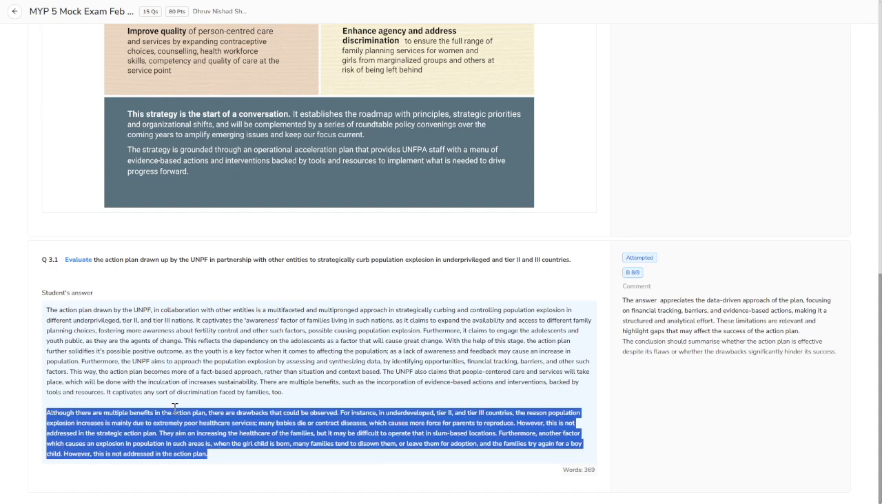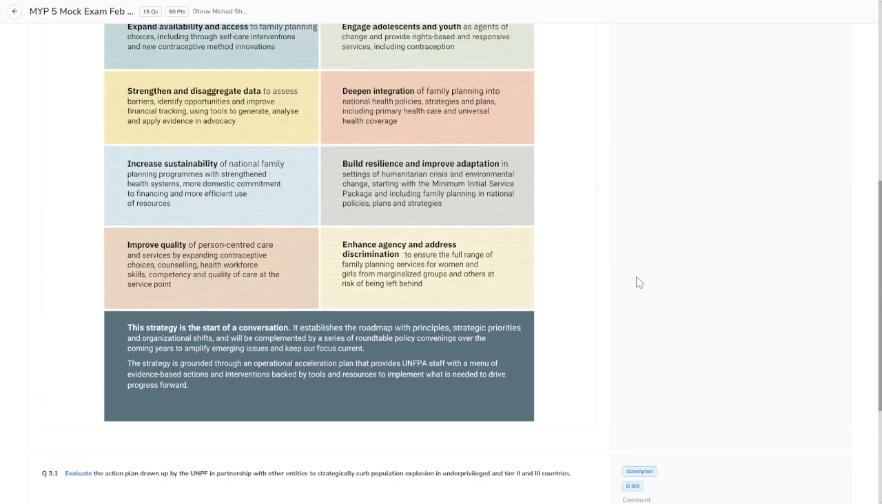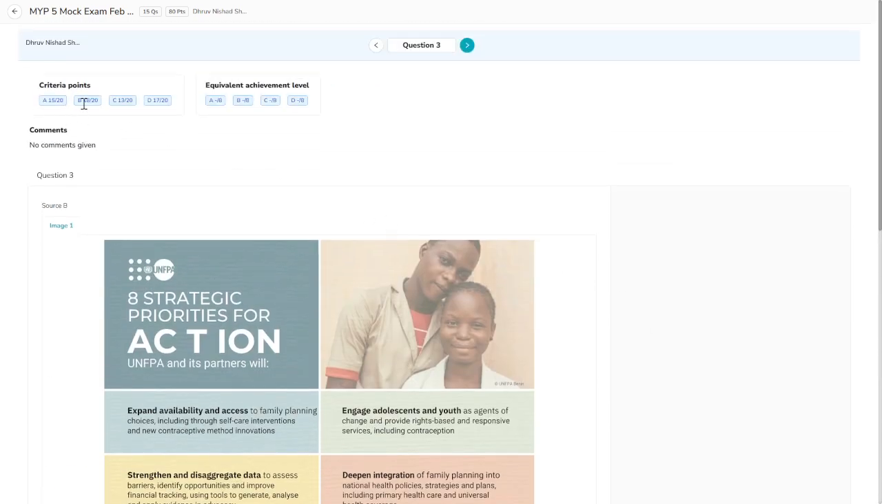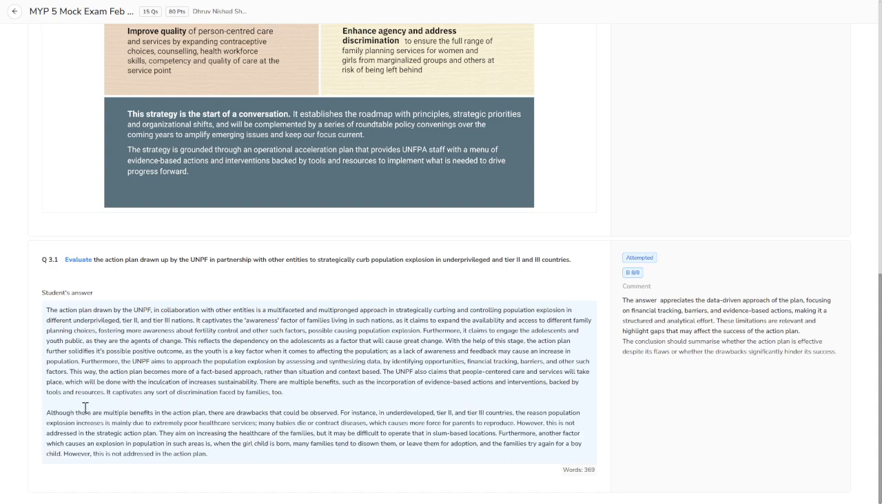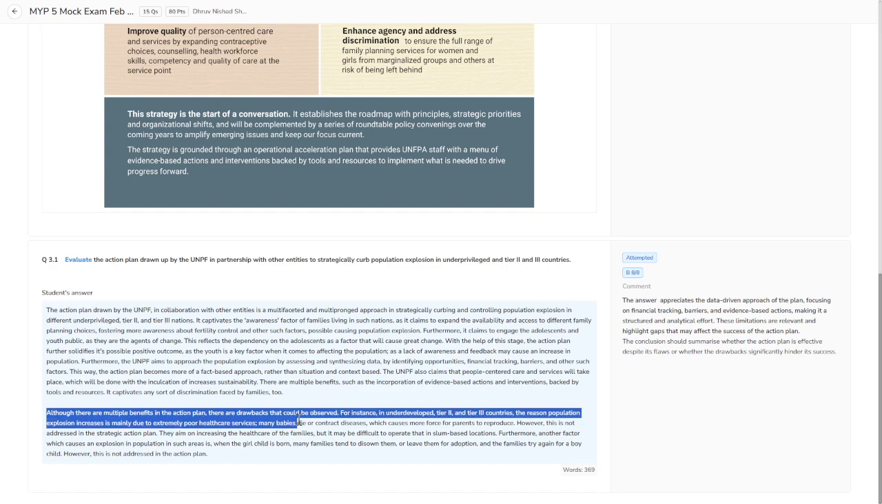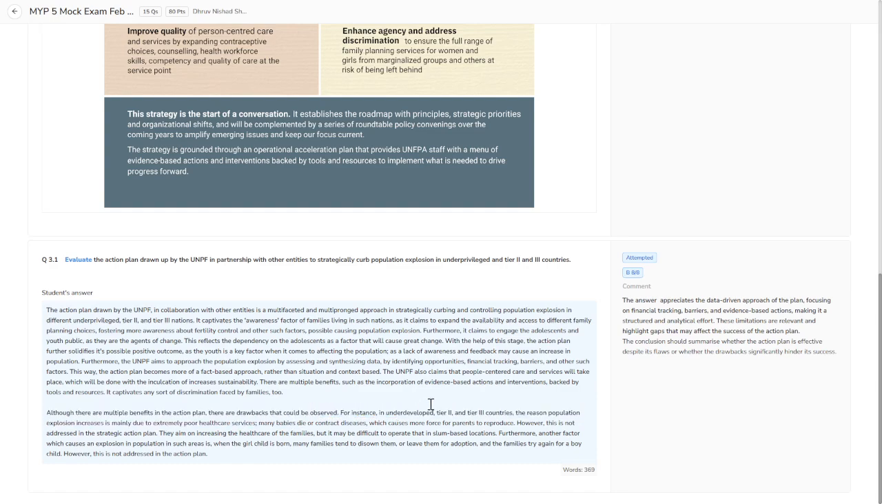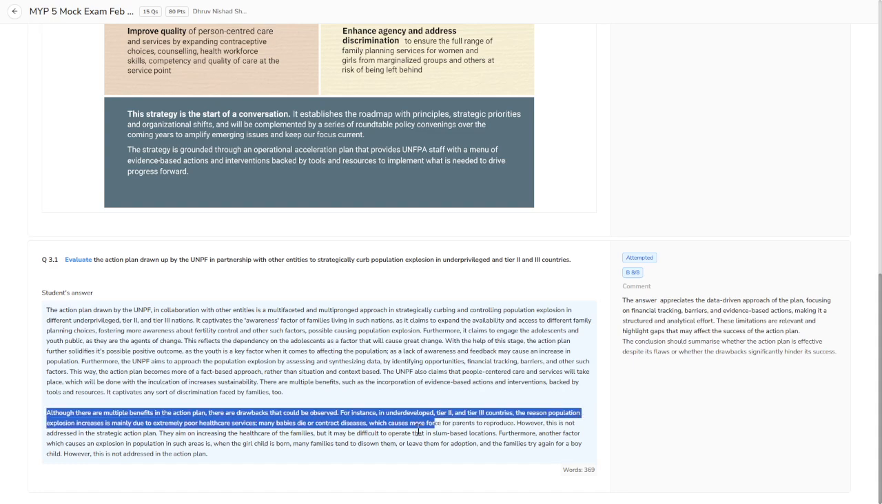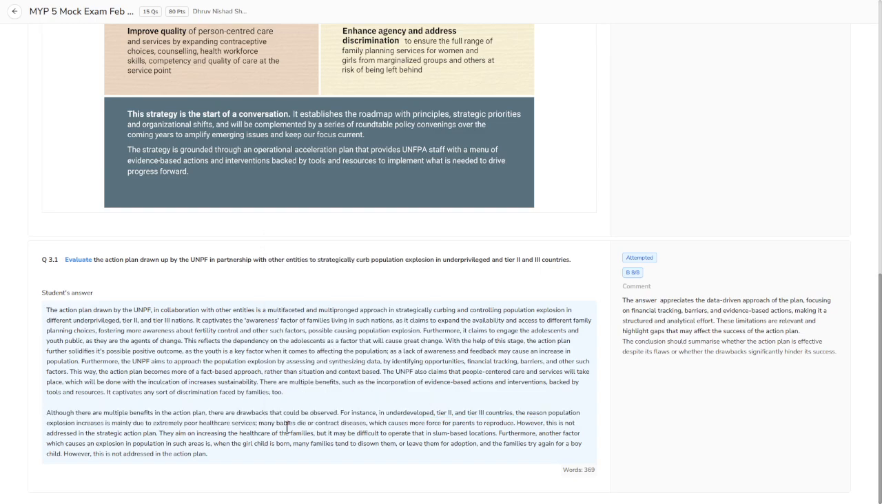Now, this was, I think, what got me the 8 out of 8 marks, and I got 18 out of 20 in criteria B. So, although there are multiple benefits in the action plan, there are drawbacks that could be observed. For instance, in underdeveloped Tier 2 and Tier 3 countries, the reason population explosion increases is mainly due to extremely poor healthcare services. Many babies die or contract diseases, which causes more force for parents to reproduce.